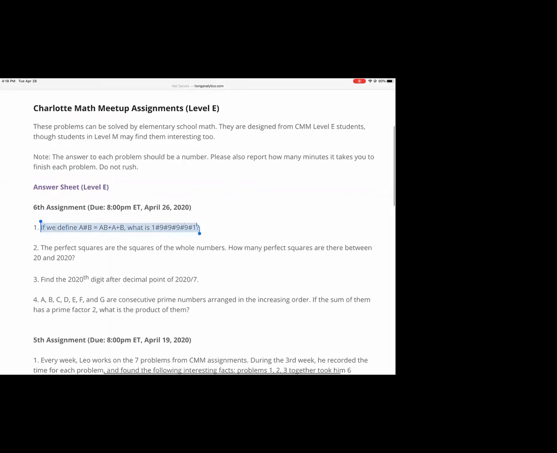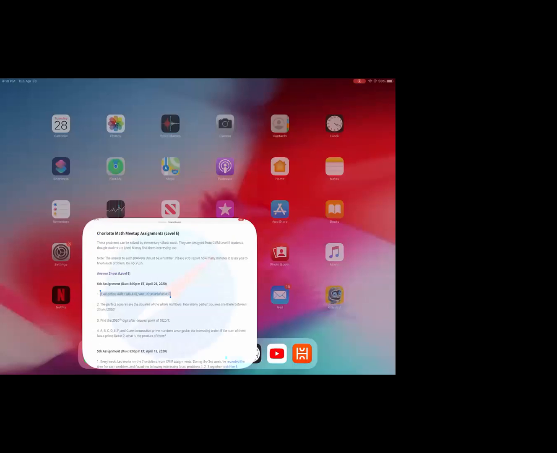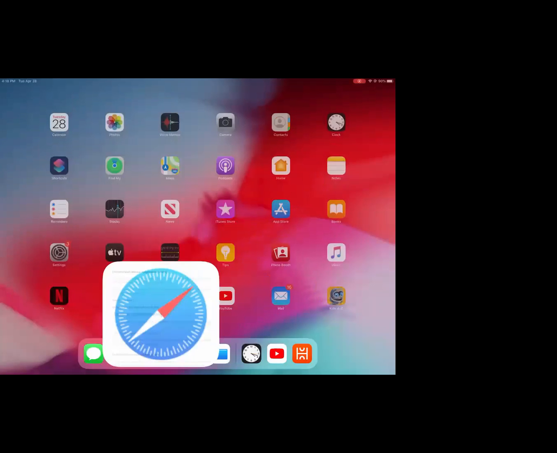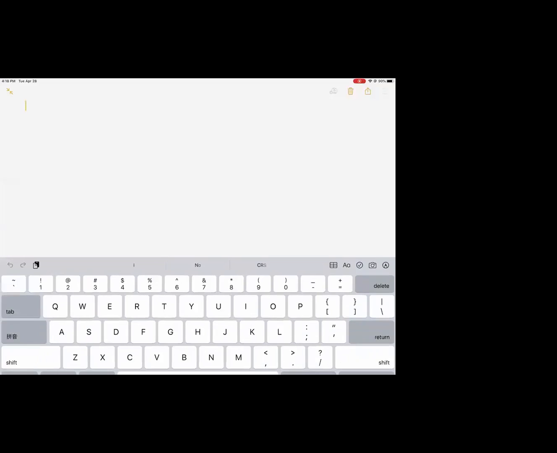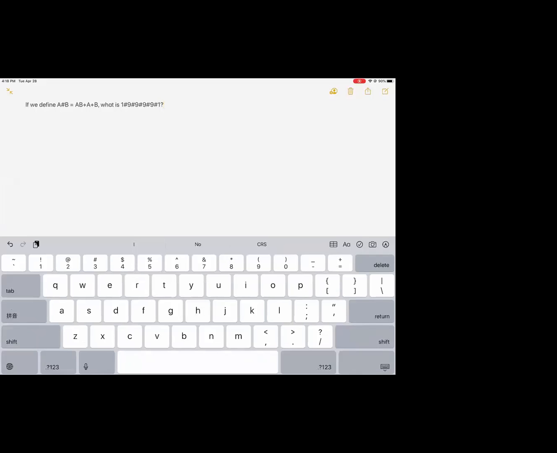So first, I have this problem. If we define A sharp B equals AB plus A plus B, then the question is, what is 1 sharp 9 sharp 9 sharp 9 sharp 9 sharp 1? Okay, so that is the question.